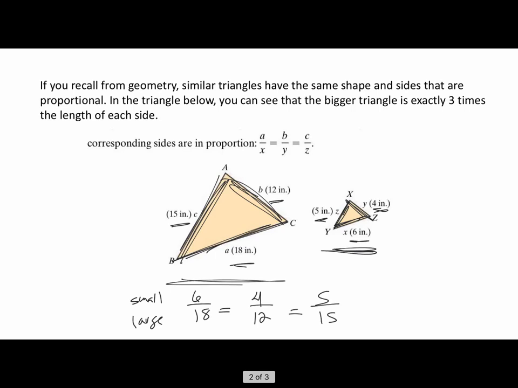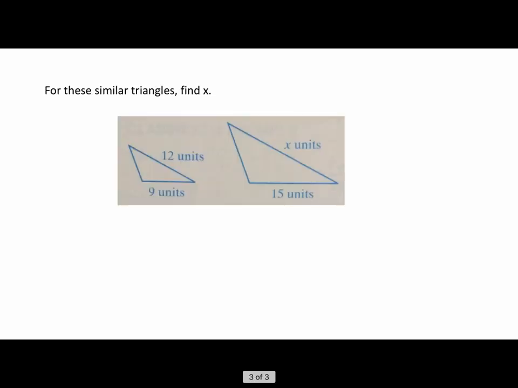The small is exactly 1/3 of the large, or if you look at it the other way, the large is exactly 3 times as much as the small. So we're going to use that concept to find the length of the missing side of a similar triangle. So here we have similar triangles, and we need to figure out what the length of this side is based on the fact that the sides are proportional.